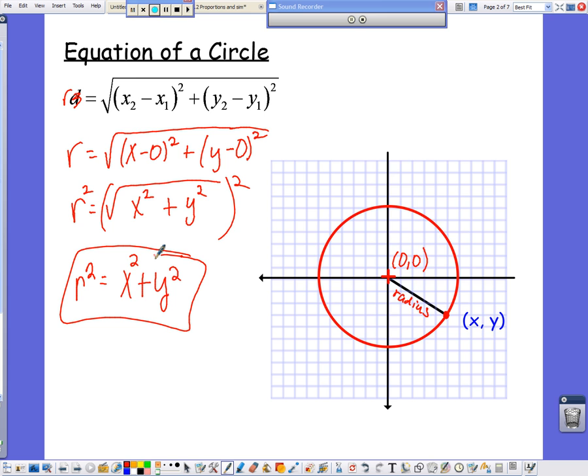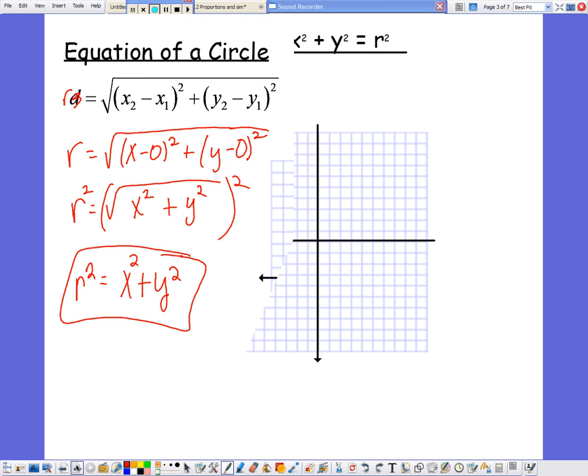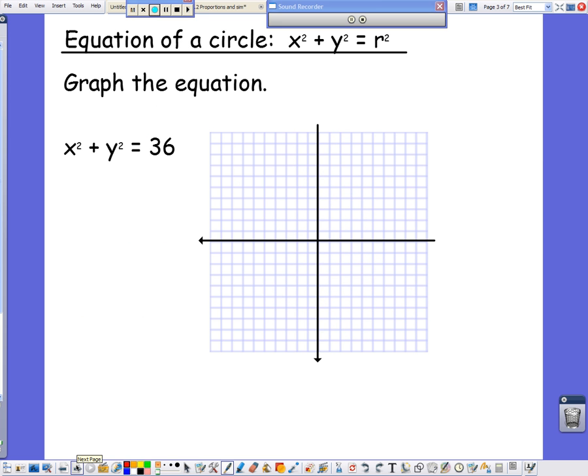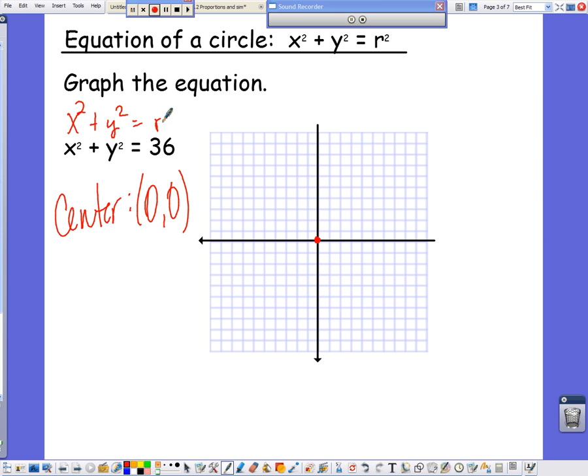One, you should be able to write the equation of a circle. But more importantly, you should actually be able to graph an equation. And really, all you have to do, you got to remember that on all of the ones that we're doing in this video, the center is going to be at 0, 0. So it's a good idea to go ahead and plot that point. And then remember, the equation is x squared plus y squared equals r squared.